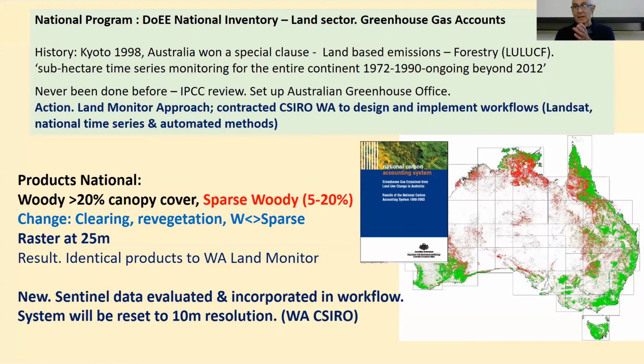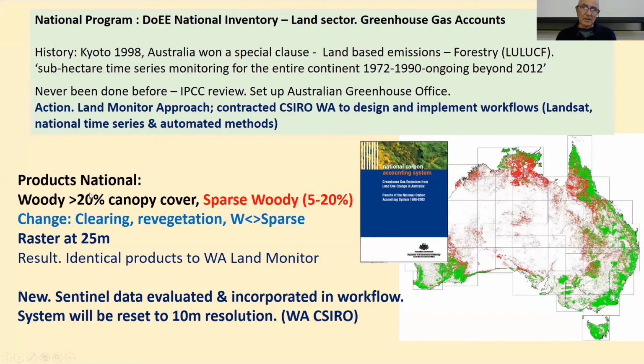The Australian Greenhouse Office was set up in part to manage that. They looked around and, for the essential remote sensing approach, they chose the approach implemented by CSIRO WA in the Land Monitor project, which was quite new at the time. So they contracted my former group to design and implement workflows for this national program at a scale that had never been done before. That kept us very busy for a number of years, and the group still conducts the updates and the continuous improvement.